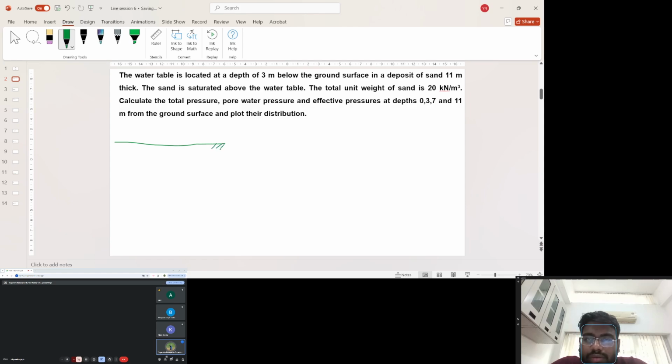What is gamma W, sir? You can take it as 10. If it is not specified, you can assume, as far as these sessions are concerned, you can assume it as 10. But in examinations, either it will be specified as 9.81 or 10. If it is not specified, you can write the initial assumption as this. Mostly in exams, these issues will not be present. Okay, sir. So let this be the point of 11 meters.